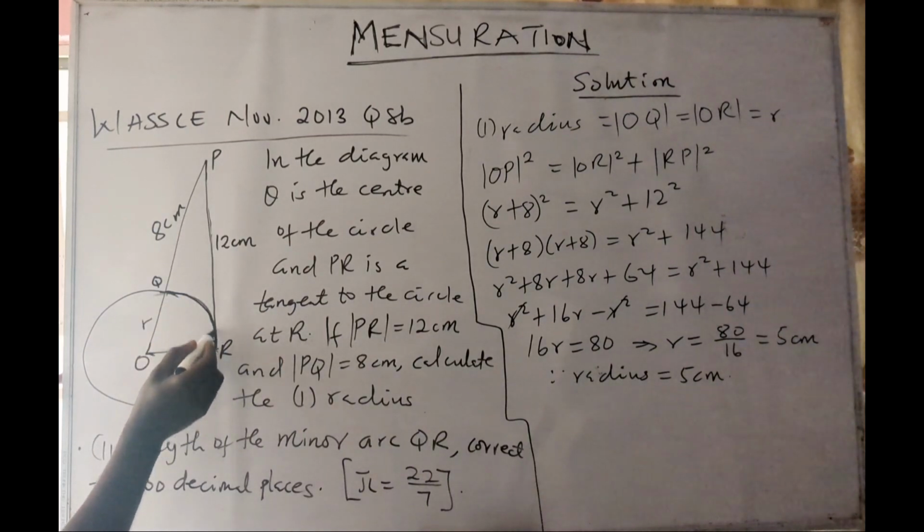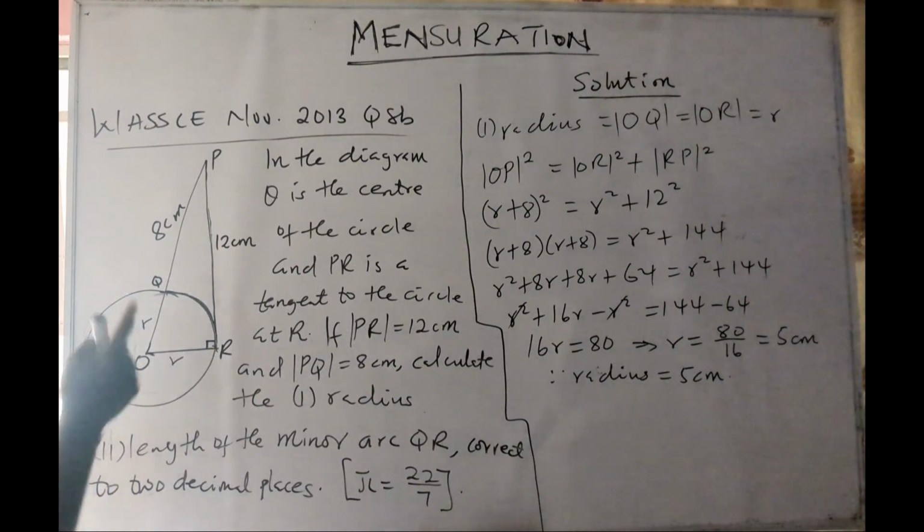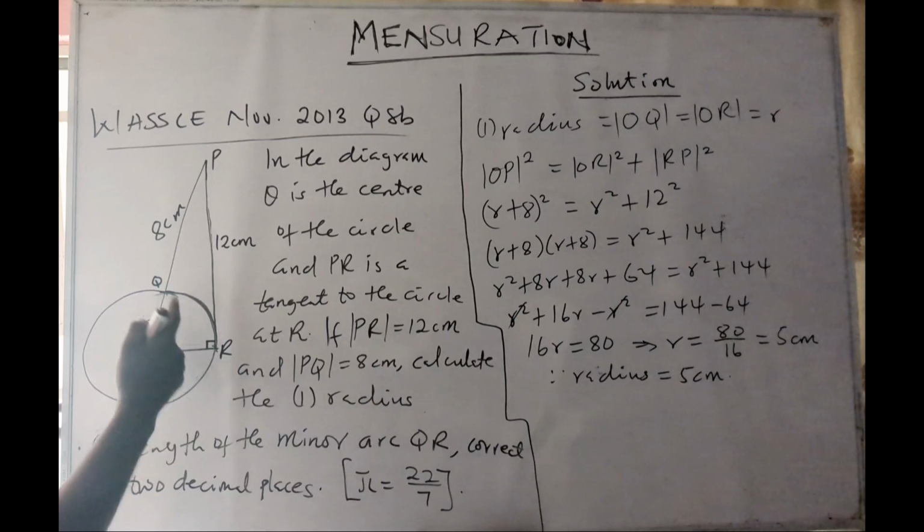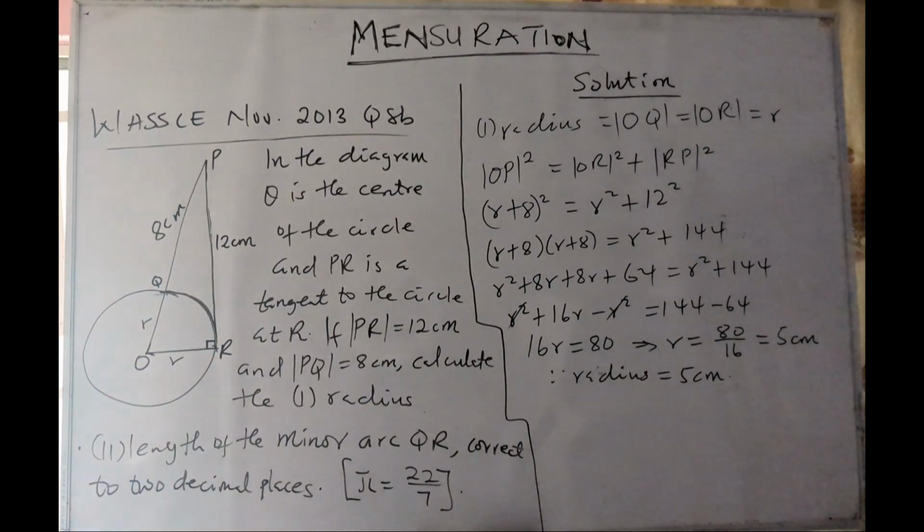The length of the minor arc. So this is the minor arc, QR. So the minor one, and from here to here becomes the major one. But here is the minor arc.